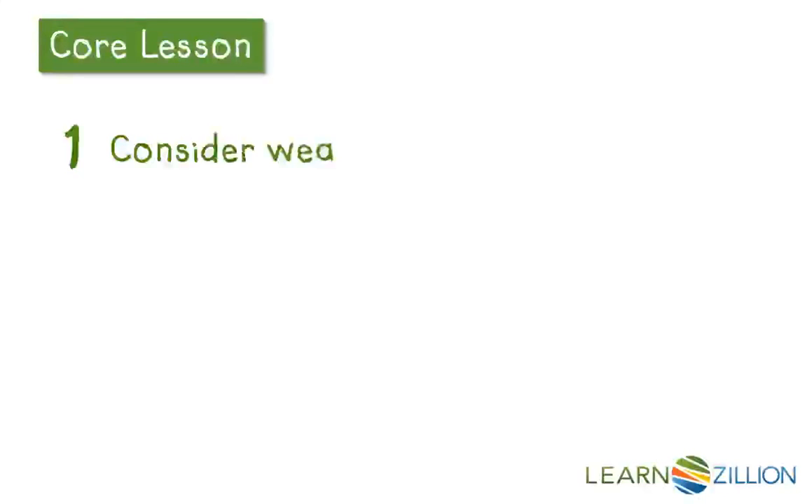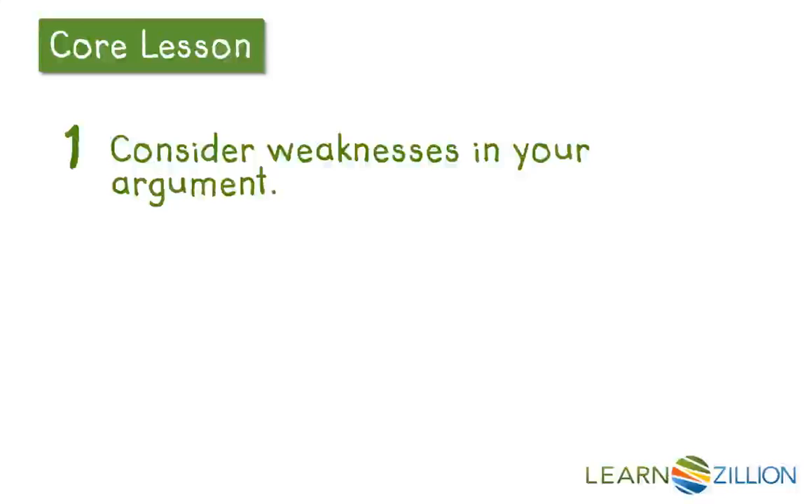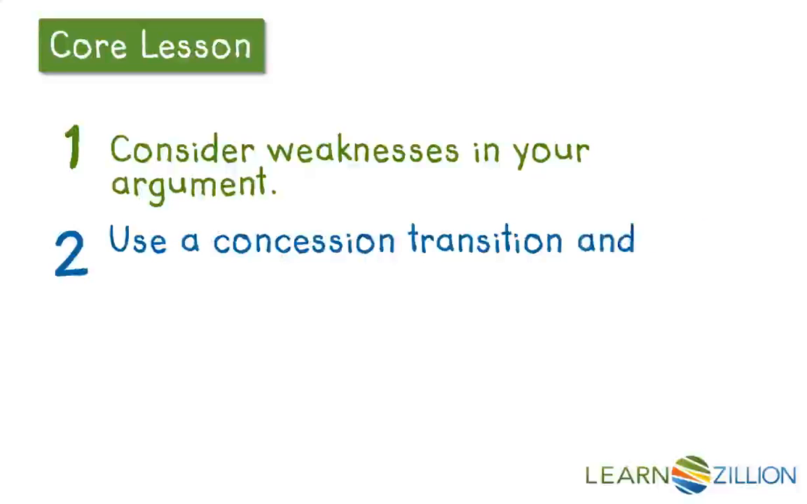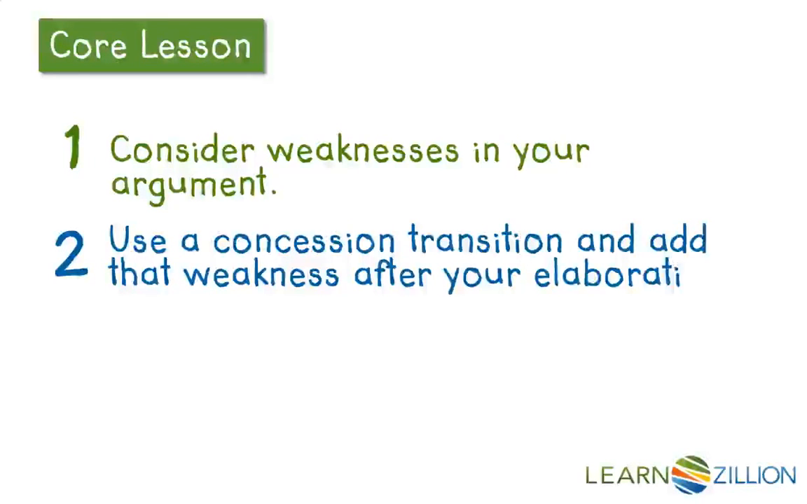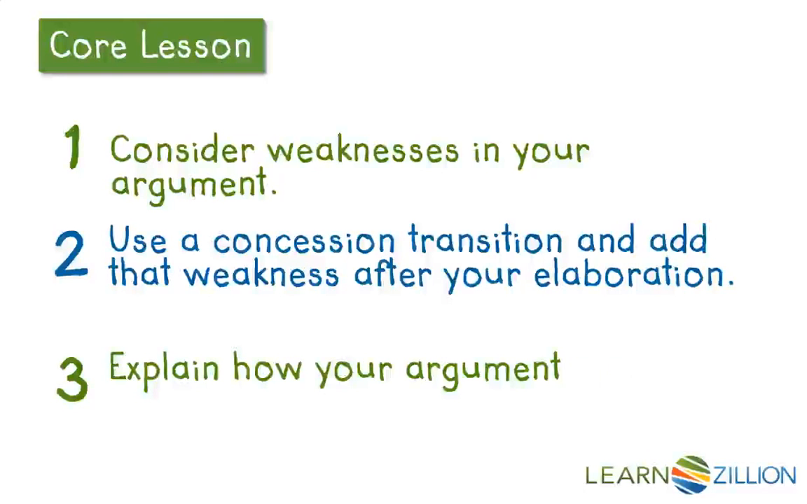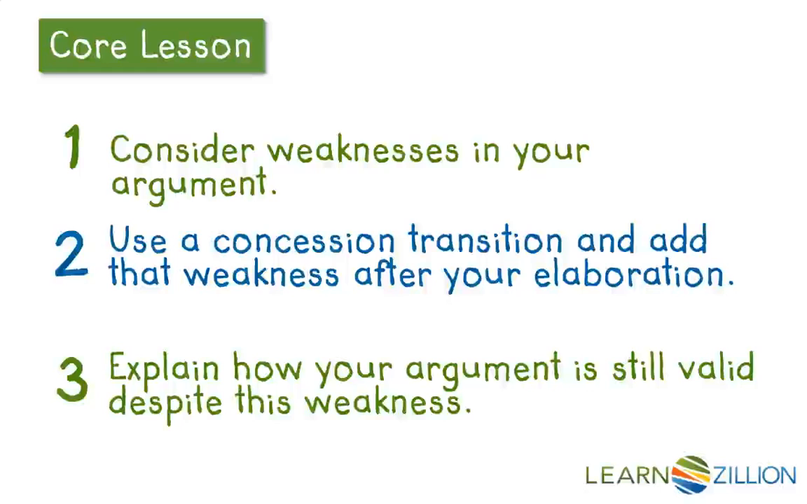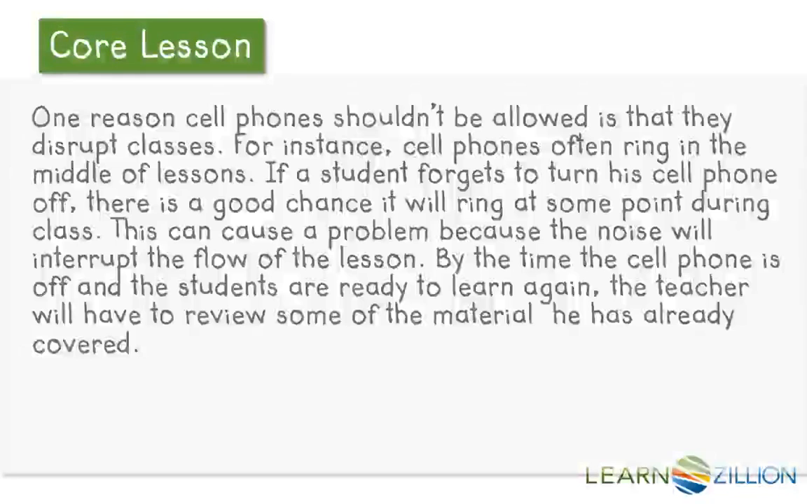So how do we actually concede an argument or acknowledge the opposing viewpoint? Well, the first thing you should do is consider weaknesses in your argument. Then, you should use a concession transition and add that weakness after your elaboration. Finally, you should explain how your argument is still valid despite this weakness. So let's look at an example.